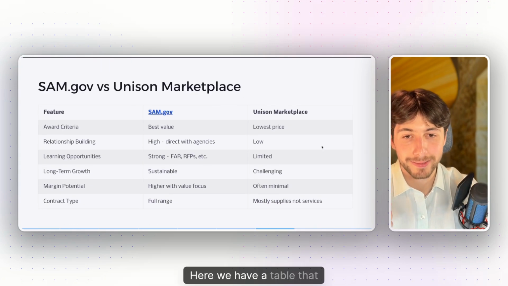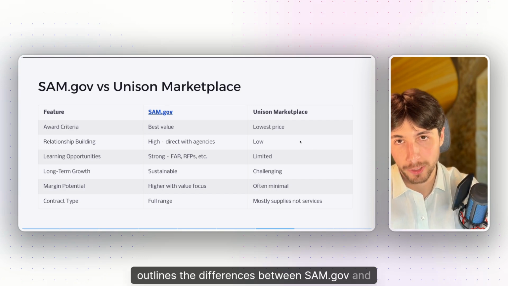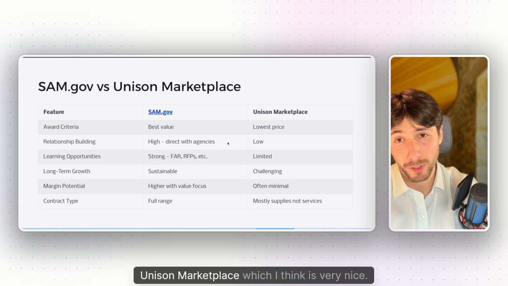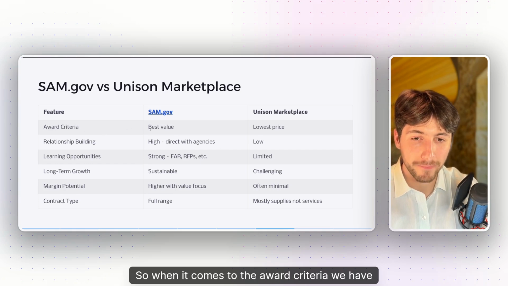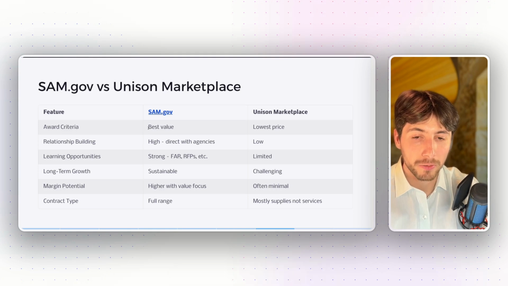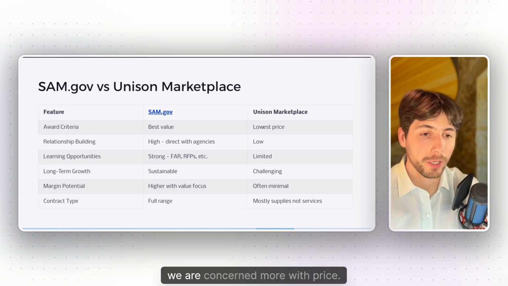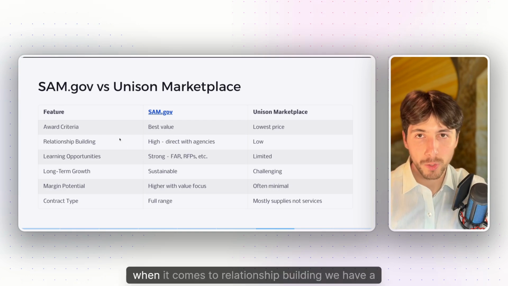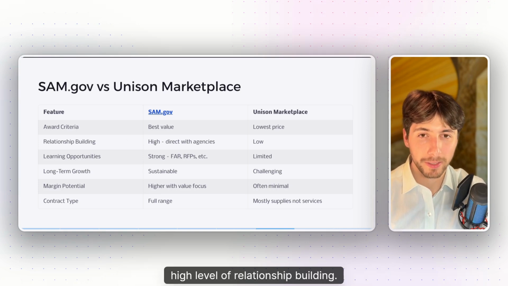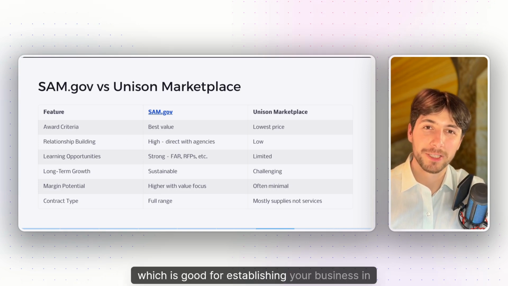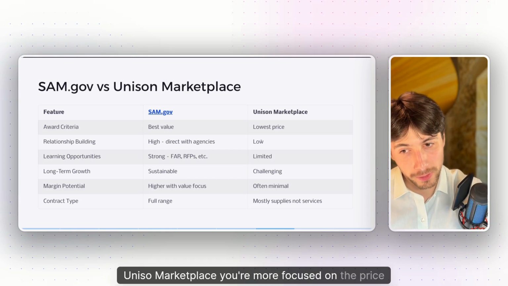And here we have a table that outlines the differences between SAM.gov and Unison Marketplace, which I think is very nice. So when it comes to the award criteria, we have SAM.gov. They are concerned mostly with the best value. When it comes to Unison Marketplace, we are concerned more with price. When it comes to relationship building, we have a high level of relationship building in SAM.gov, which is good for establishing your business in the space. Unison Marketplace, you're more focused on the price.